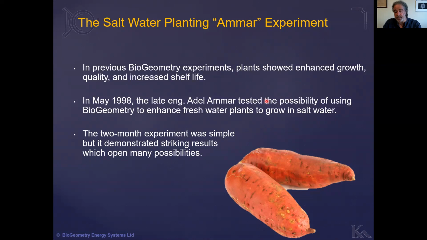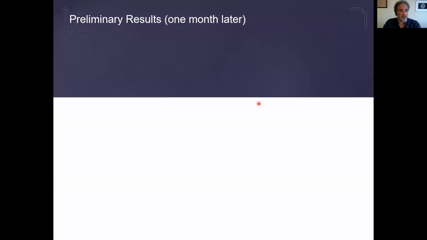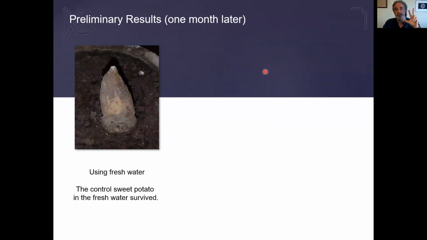Okay, so the 2-month experiment was simple, but it demonstrated striking results which open many possibilities. Let's look at the preliminary results. It was done with 3 sweet potatoes. One sweet potato was planted in a container in the soil, and it was watered with fresh water. And as one would expect, the sweet potato in the fresh water survived. You can see the picture here. It's still alive. It didn't die out because it's being kept in soil and given fresh water.